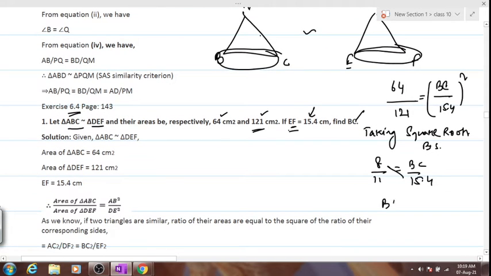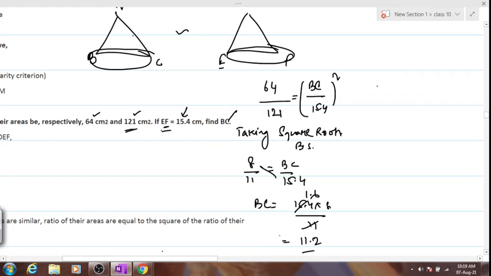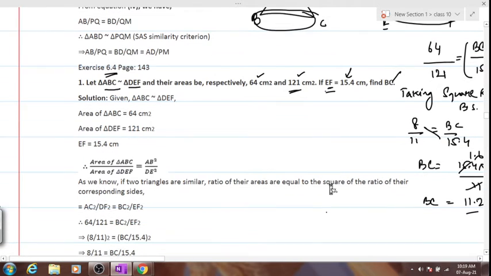As soon as we solve it, cross multiply: BC equals 15.4 into 8 by 11. This goes up, we'll be getting 1.4 and 1.6, and we'll get 11.2. BC is 11.2 centimeters. Is this numerical clear to everyone?